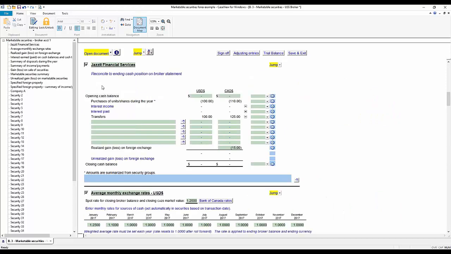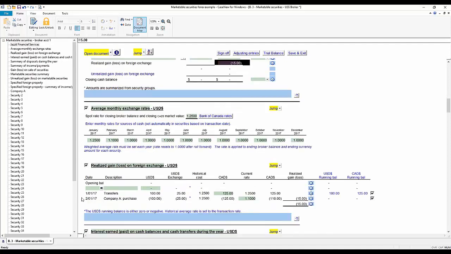If I go to the summary at the top of the table, you'll now see that the purchases I've made during the year is 100 US and the Canadian equivalent of 110. The transfers I've made, which is 100 US, and at the time the Canadian equivalent of 125. And as we noted, we now have a realized loss of $15. Once again, if I go back to my realized gain loss table, as I showed you earlier, the transaction has been automatically populated from the security below. So on the 2nd of February, I purchased from Company A $100.